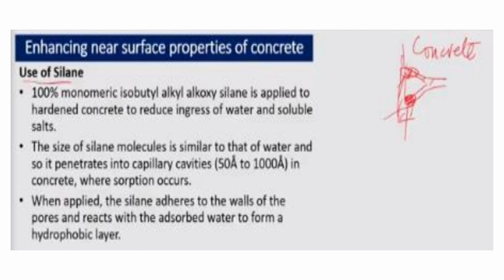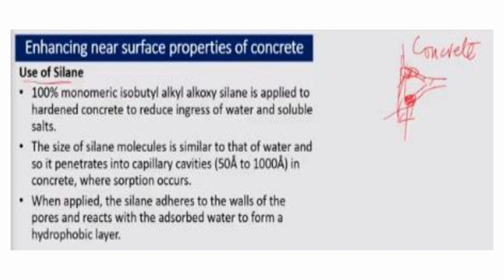So what is silane? Basically it is 100% monomeric isobutyl alkyl alkoxysilane, which is applied to hardened concrete for reducing the ingress of water and soluble salts. The size of silane molecules is similar to that of water, and so it penetrates into capillary cavities. It has a size of around 50 to 1000 angstrom, so in the order of 10 to the power minus 10. That is much smaller, so it can easily occupy the voids in concrete where the absorption occurs.